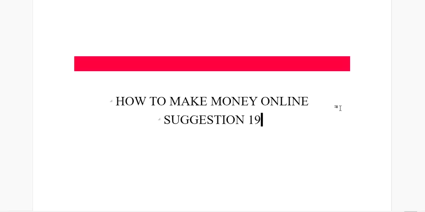Still talking about how to make money online because there are plenty of ways. So this video is my suggestion 19. My suggestion 19 is to do Facebook marketing. Now, Facebook marketing is another form of affiliate marketing in which marketers promote products on Facebook. It's suitable for people who like to use Facebook.